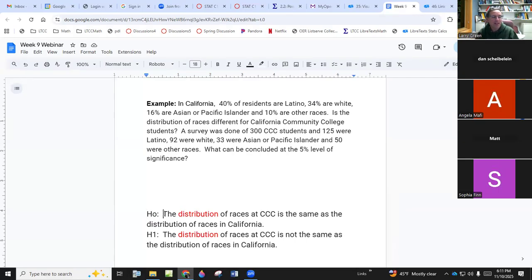And then we're going to say the distribution of races at California community colleges is the same as the distribution of races in California. Okay, let me say it one more time. The distribution of races at California community colleges is the same as the distribution of races in California. Why did I scream and yell that word? Distribution?